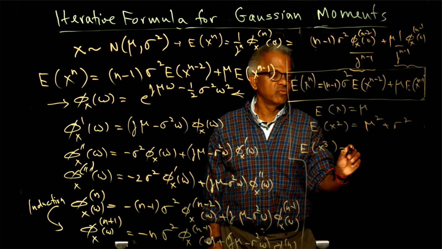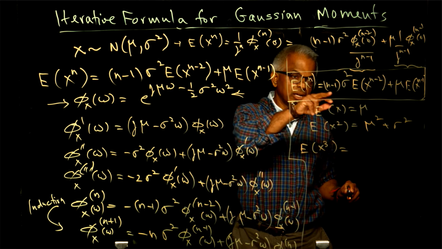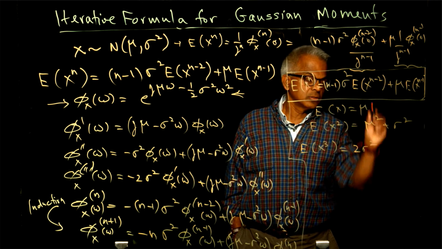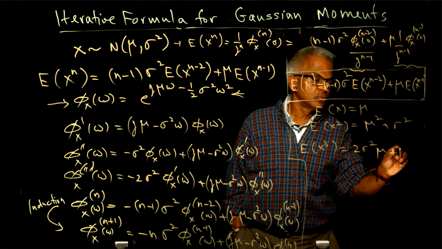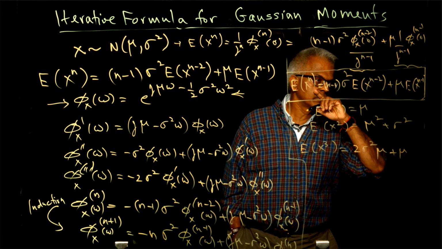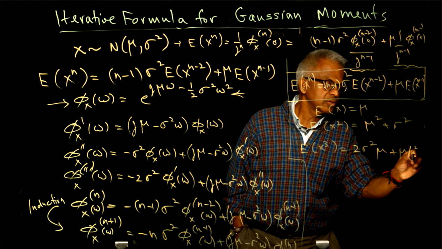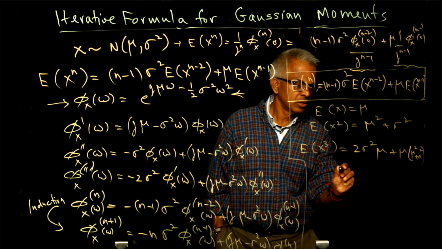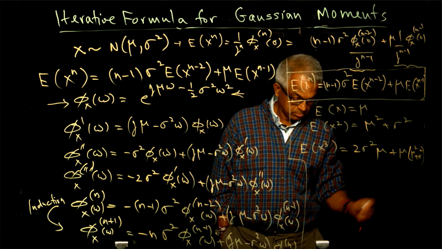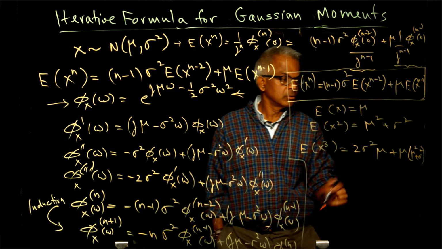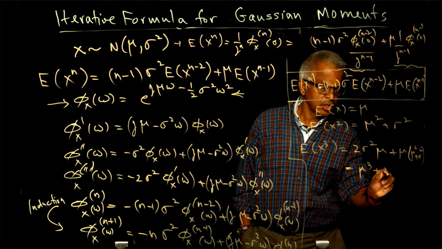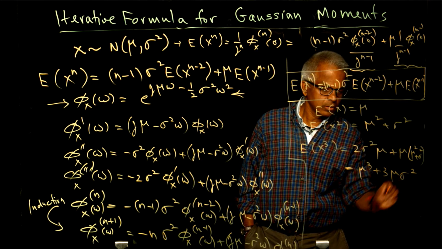The expected value of x cubed, for example, is from here. N is 3, so n minus 1 is 2, times sigma squared, times the expected value of x, which is mu, plus mu multiplied by the expected value of x squared, which is here mu squared plus sigma squared. If you expand this, we are going to get mu cubed plus 3 mu sigma squared.